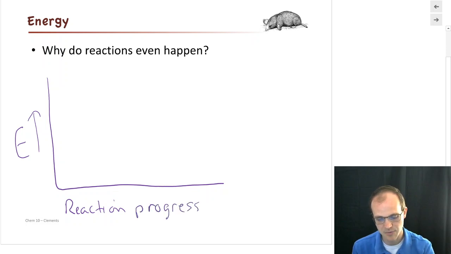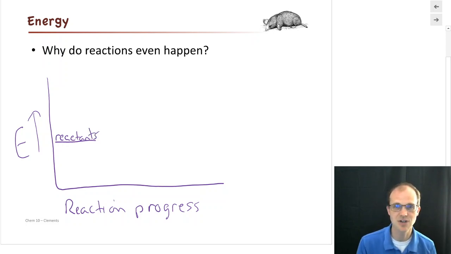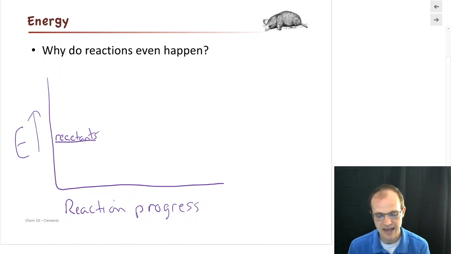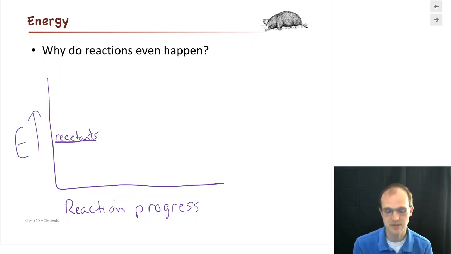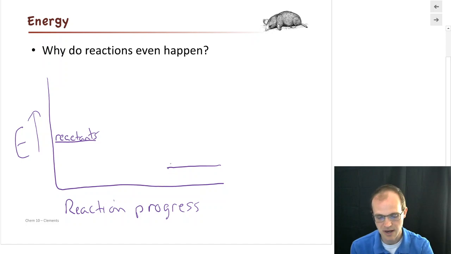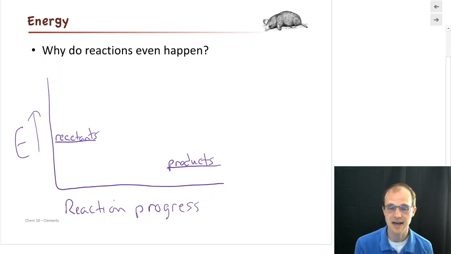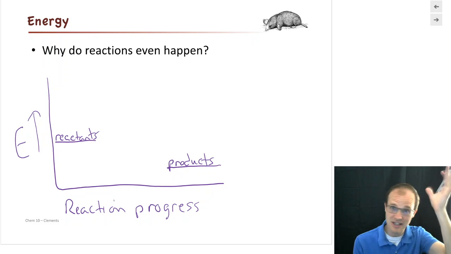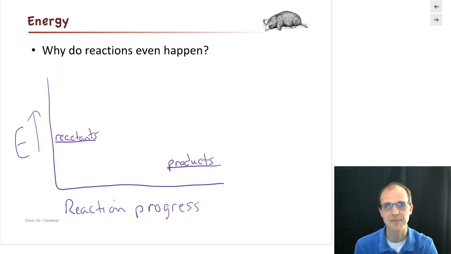What do we mean by reaction progress? If we start over here and draw a line here, this is our reactants. It's where we start. As we go out on the left-hand side of this chart, it's where we start. As we head over towards the right, we get closer and closer to our products. Now, most reactions in the world happen because the products are lower in energy than the reactants. So it's kind of a happy thing, right? Reactants are kind of high energy, and then the products are relaxed and a little happier.